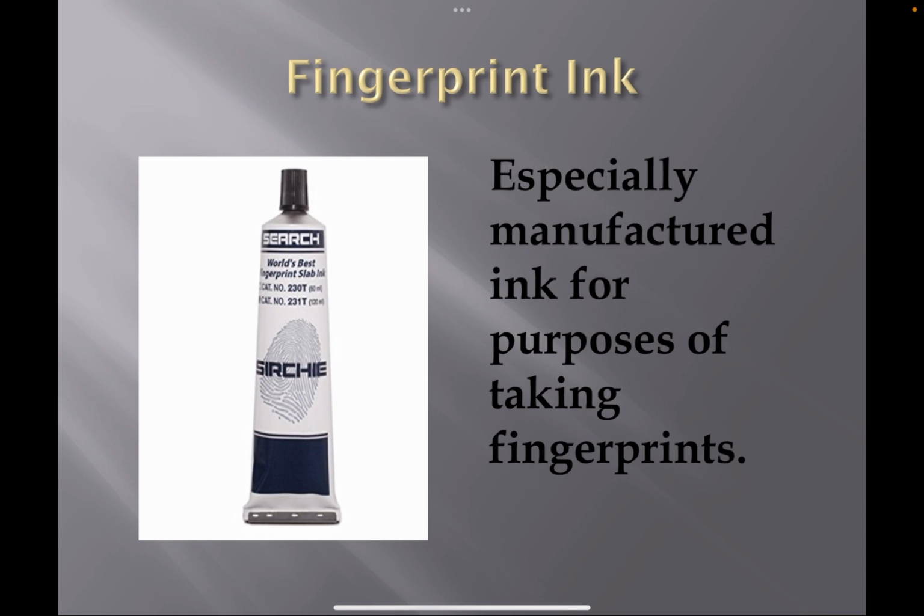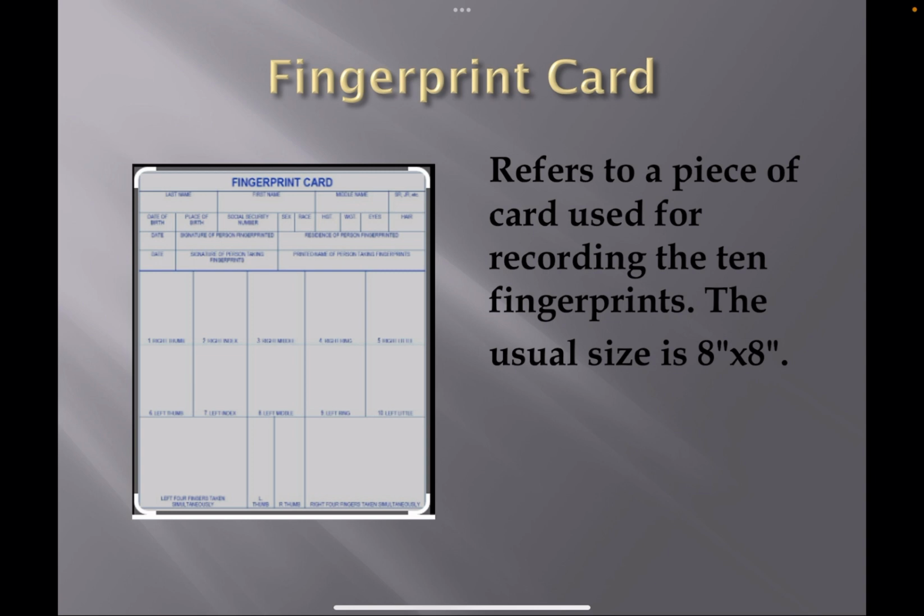Next, fingerprint ink, especially manufactured ink for purpose of taking fingerprints. So, ito po, used in making permanent impression of fingerprints to record. So, ito po yung ginagamit natin na ink purposely used for fingerprint po. Next, fingerprint card refers to a piece of card used for recording the 10 fingerprints. The usual size is 8 by 8.